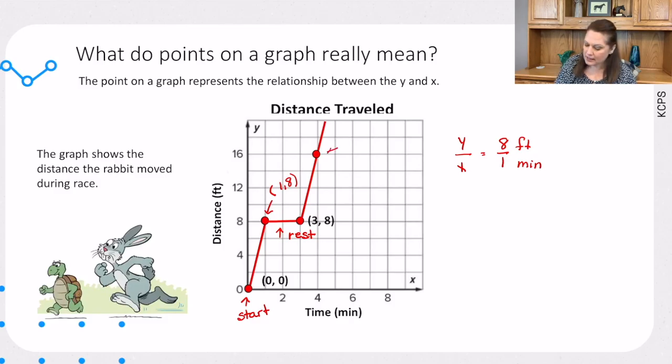And you'll notice here, our ordered pair would be 4, 16. So let's check and make sure if he's going still at the same speed. 16/4, that can be simplified. Common factor 4, so that's going to be 4/1. So he's now at that point traveling 4 feet per minute. So he's actually slowed down from his original speed that he started with. Okay, so let's take another look.